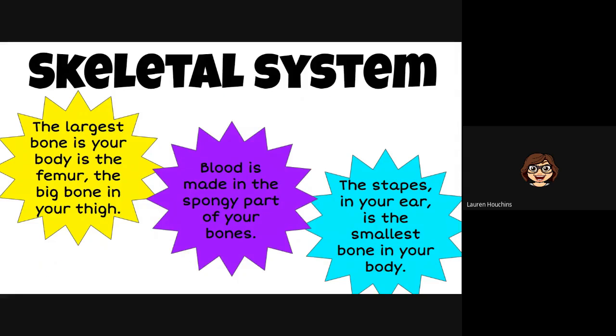So some fun facts about your skeletal system. The largest bone in your body is the femur, and that is the big bone that's in your thigh. Your femur is also your body's strongest bone. Blood is made in the spongy part of your bones, and the stapes, which is in your ear, is the smallest bone in your body. There are actually 3 bones in your ear, and the stapes is the smallest one.